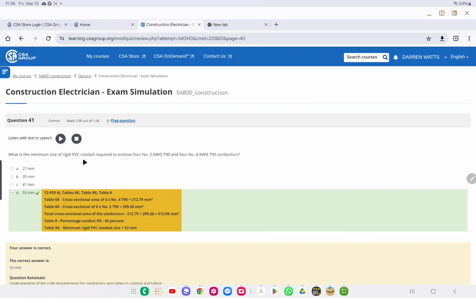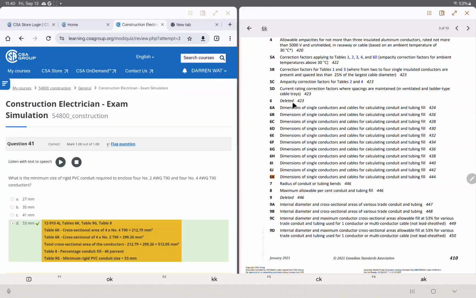What is the minimum size of rigid PVC conduit required to enclose 4 number 2 AWG T90 and 4 number 4 AWG T90 conductors? Okay, for this question, we got to get the area of all the conductors, add that together, then look for a rigid PVC conduit and match the area with that to tell us what size rigid PVC conduit we're going to need.